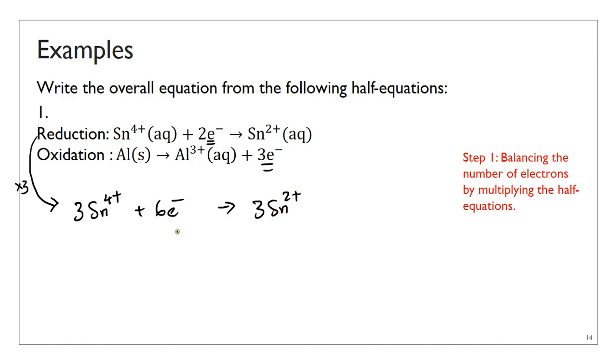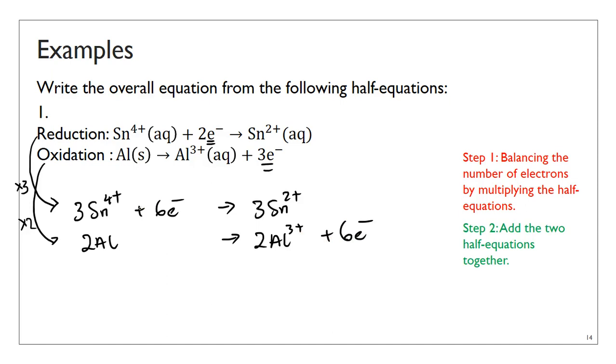Now, because this is just an intermediate step, I'm not going to bother with states as of now because I'm going to have to rewrite this anyway. And I'm going to multiply the oxidation by 2. So I have 2 aluminium going to 2 aluminium ions plus 6 electrons. So now my electrons are balanced. I can add the two half equations together. And this is actually very similar to simultaneous linear equations in maths, that the electrons will cancel out because you have 6 electrons in the reactants and 6 electrons in the product.